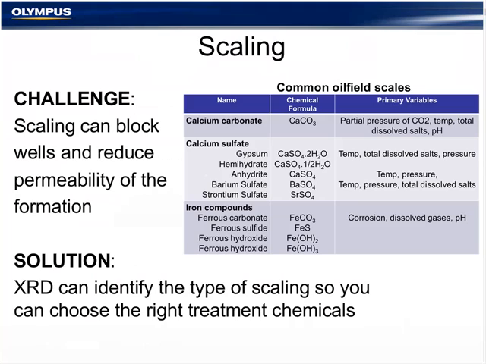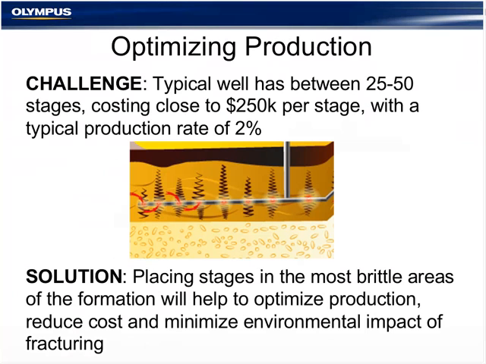All right, next slide. All right. The typical well in North America has between 25 to 50 fracturing stages or more, costing close to $250,000 per stage, with a typical production rate of only about 2% from these wells. That is a lot of money. What if we could reduce the amount of stages and increase the production from those placements?